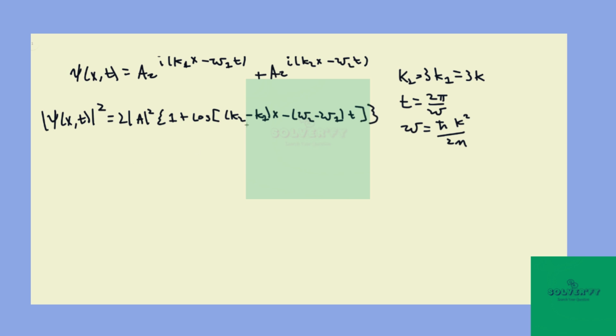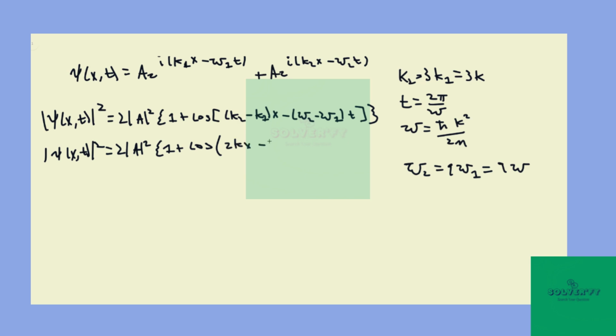All right, so now we can simplify this. So let's say we know k2 is equal to 3 k1 is equal to 3k. So that means that omega 2 is equal to 9 omega 1, which is equal to 9 omega, because omega is just related to k squared. Plug in 3 k1, so that's 9. So it's a factor of 9. So we get psi of x, t squared is equal to 2 times A squared times 1 plus the cosine of (2kx minus 8 omega t).